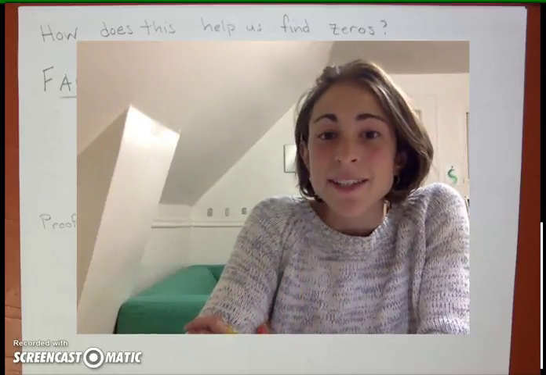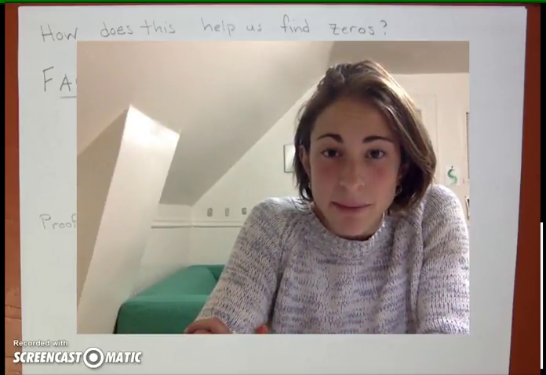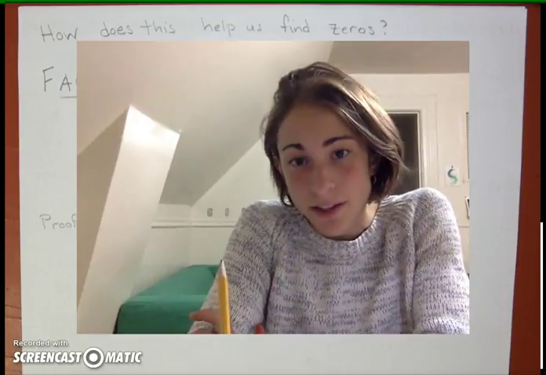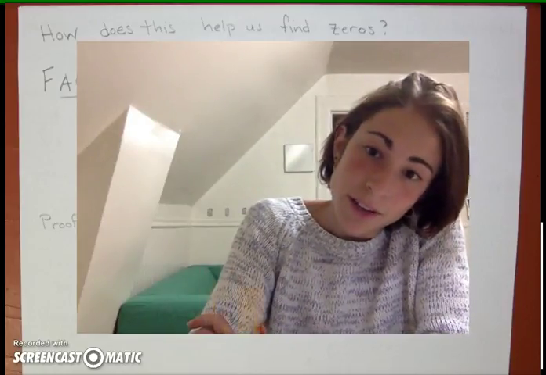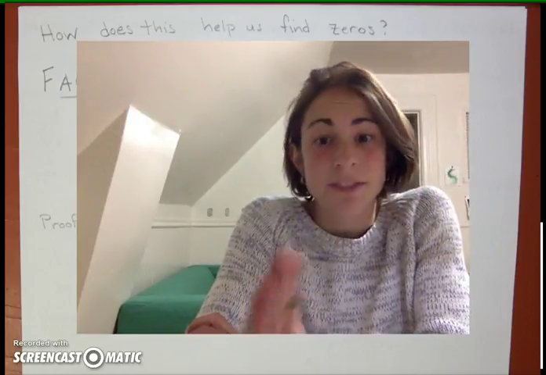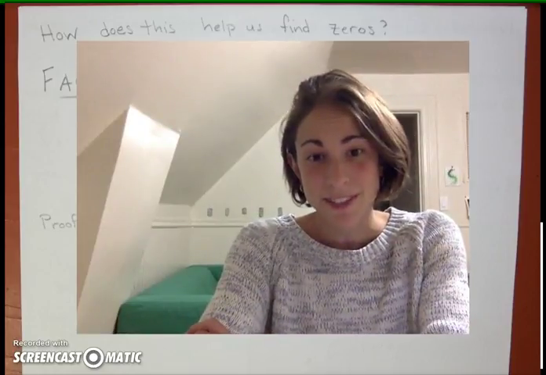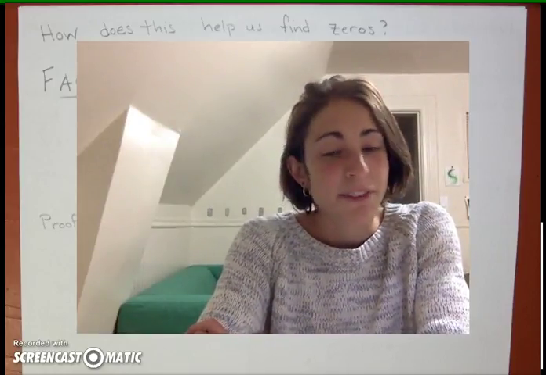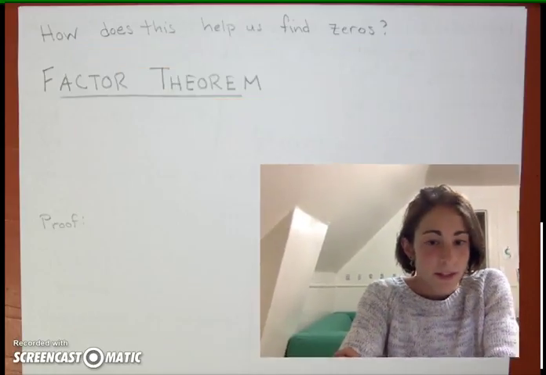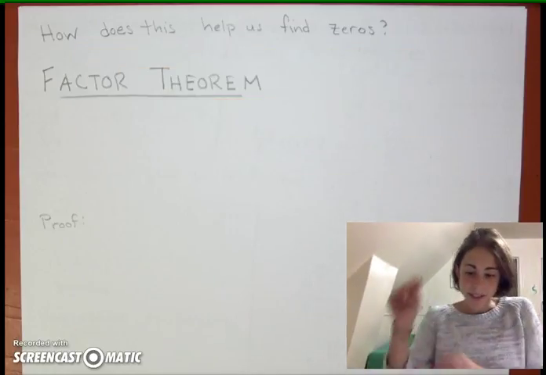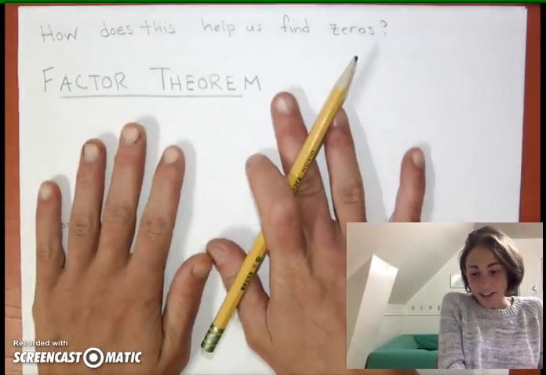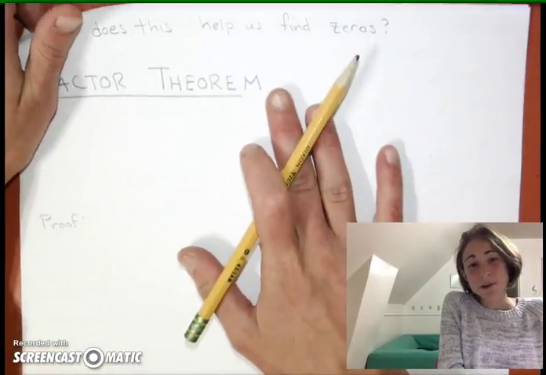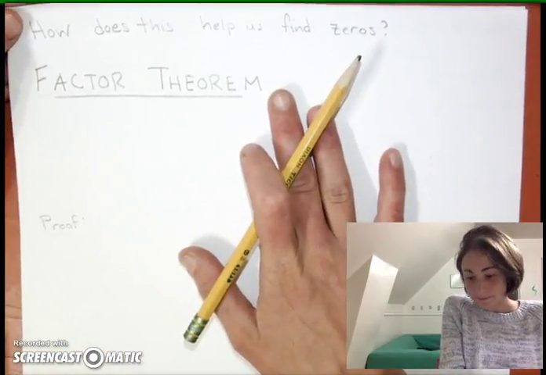Hi everyone. So finally we get to talk about how all of this stuff with long division, the division algorithm, and remainder theorem helps us to find zeros of polynomials. That's our goal, and we're finally putting it all together. So, how does this help us to find zeros? The factor theorem. This is the most important theorem for this section.